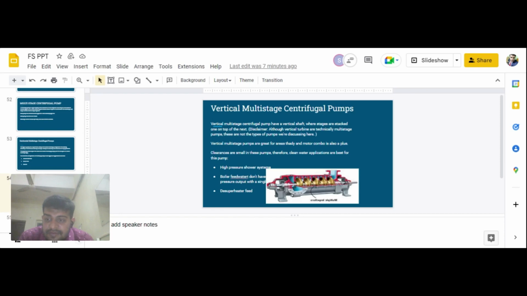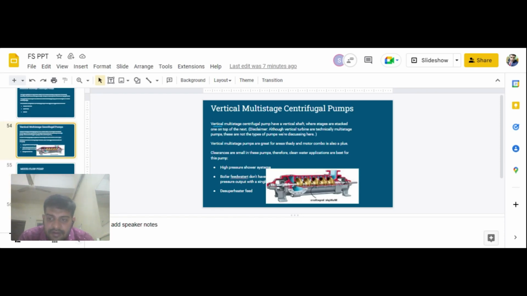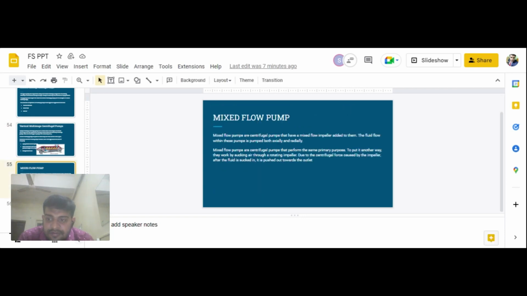And next slide is mixed flow pumps. We will discuss mixed flow pumps. Mixed flow pumps are centrifugal pumps that have a mixed flow impeller added to them. The fluid within these pumps is pumped both axially and radially. Mixed flow pumps are centrifugal pumps that perform the same primary purpose. To put it another way, they work by sucking fluid through a rotating impeller due to the centrifugal force caused by the impeller. After the fluid is sucked in, it is pushed out toward the outlet.